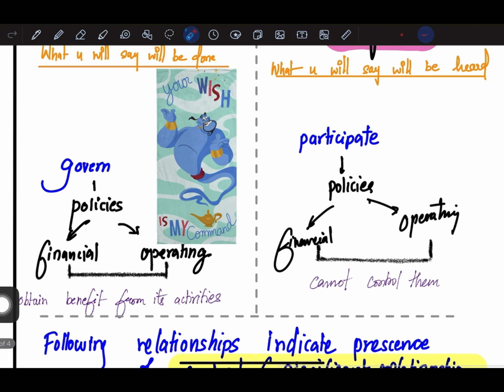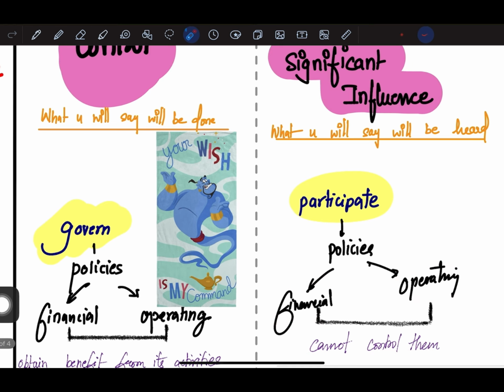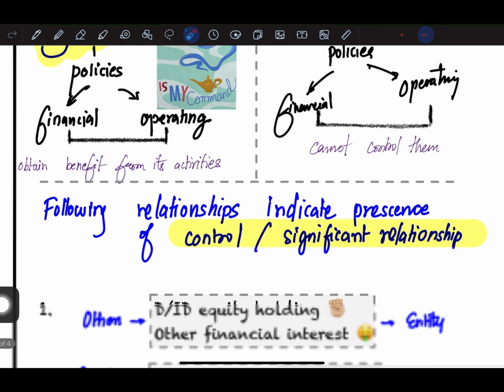So basically, control means that the entity can govern the policies relating to financial and operating activities, and can obtain benefit from these activities. But in case of significant influence, you can only participate while the policies are being framed. While the financial and operating policies are being framed, you can just participate in them, but you cannot control them. So understanding this difference between control and significant influence is very important.